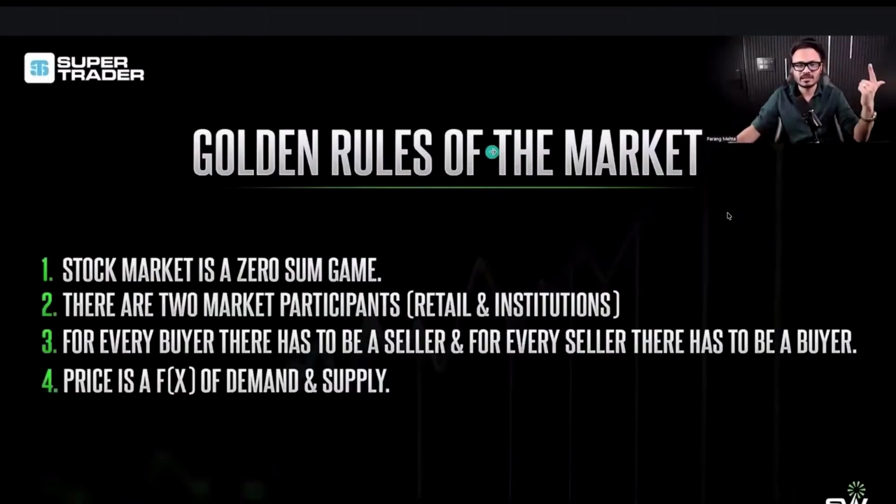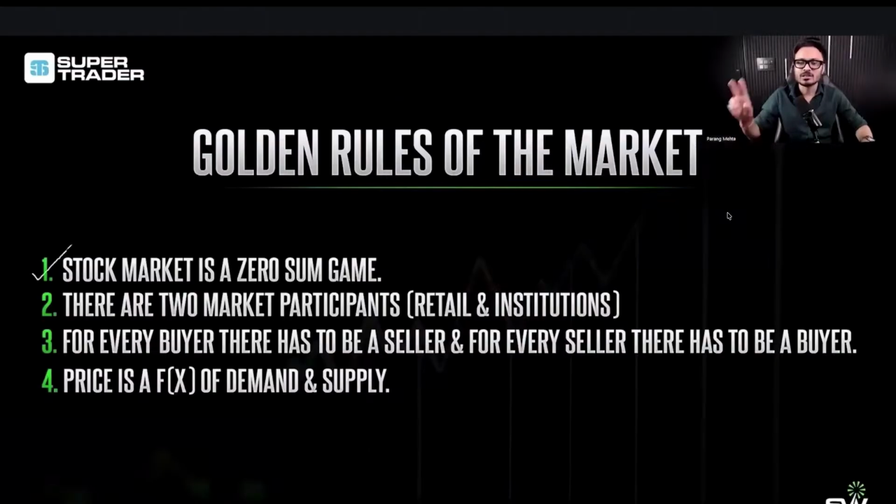The first rule is, the stock market is a zero sum game. Fairly simple rule to understand. If you're going to make 500 rupees in the market, someone in the market has to lose that 500 rupees in order for you to make that 500, right? So if I'm losing 500 rupees, someone in the market must have made those 500. So it's a zero sum game, right?